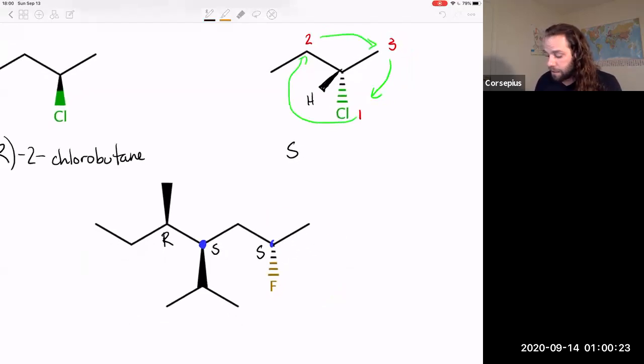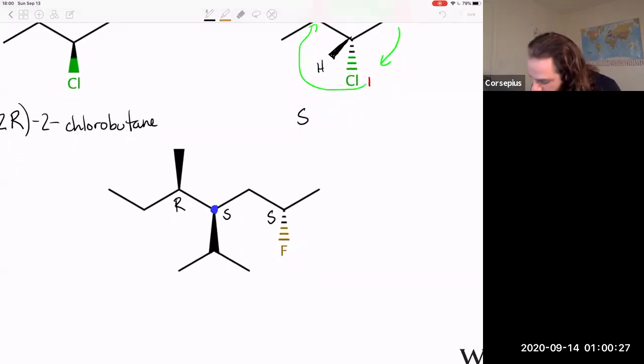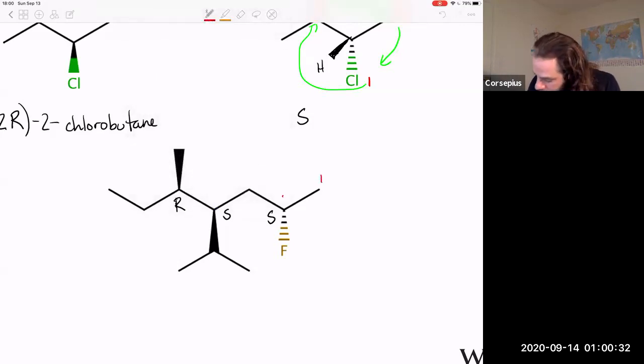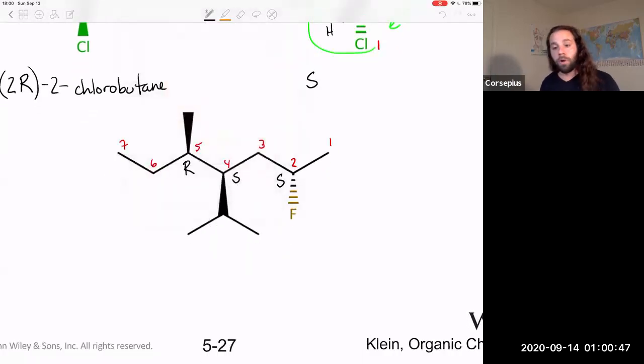So now it's a good idea to take a second and actually name this, give this compound its full name. I'm going to have to start numbering from this side because that fluorine would be group 2, whereas if we numbered from this side, it would be 3 for the methyl group. Now you're going to put all your stereoisomer information at the beginning in parentheses. So this would be 2S, 4S, 5R.